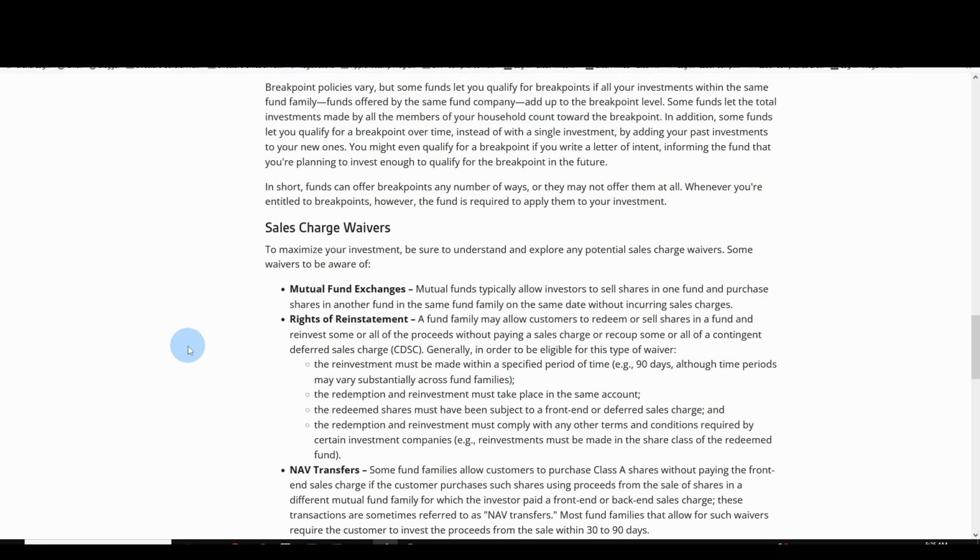Sales charge waivers. To maximize your investment, be sure to understand and explore any potential sales charge waivers. Some waivers to be aware of: mutual fund exchange. Mutual funds typically allow investors to sell shares in one fund and purchase shares in another fund in the same fund family on the same date without incurring sales charges.